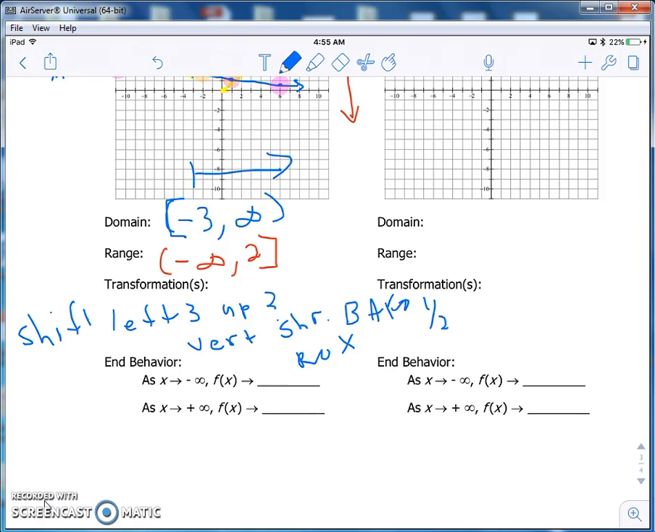Our end behavior as x goes to negative infinity, f of x is undefined. And as x goes to positive infinity, f of x goes to negative infinity. It's going downwards.